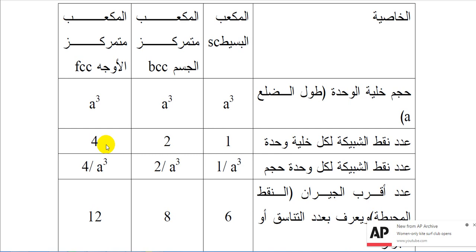And the body-centered cubic actually contains two atoms, or even 2 lattice points. يعني عدد نقاط شبيكة 2. والمكعب البسيط يمتلك عدد نقاط شبيكة 1.